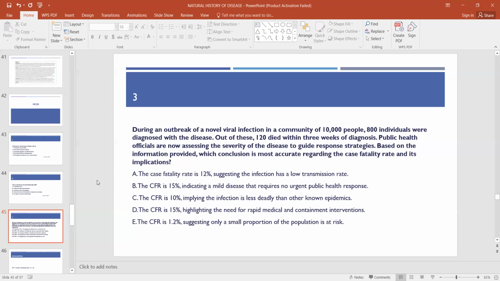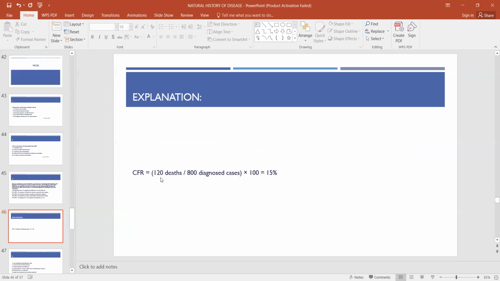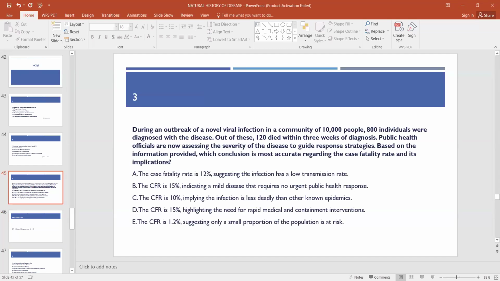D. Yes, D is the right option. This is the explanation: number of deaths, that is 120, divided by the diagnosed cases, 800, multiplied by 100, gives 15%. So D is the right option: 15%, highlighting the need for rapid medical and containment intervention.